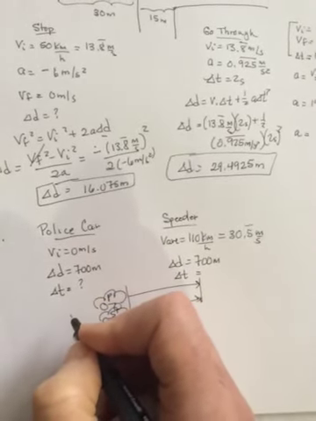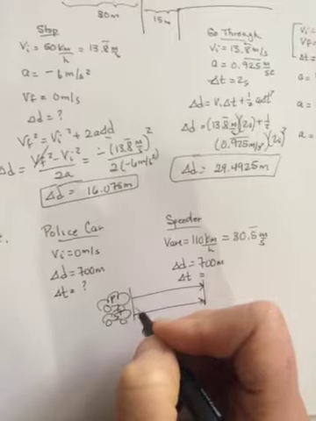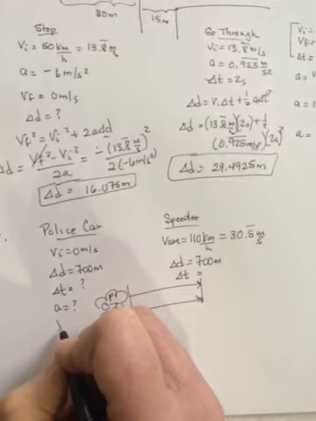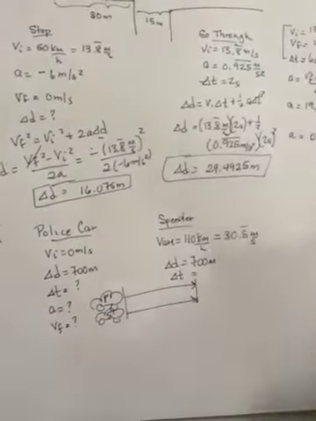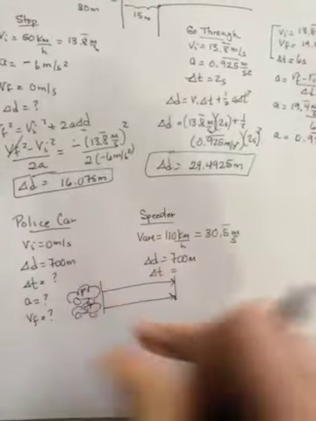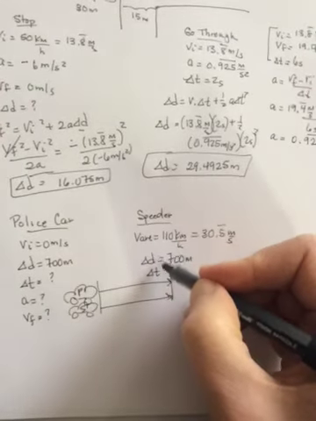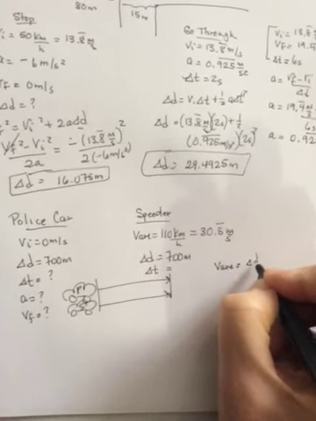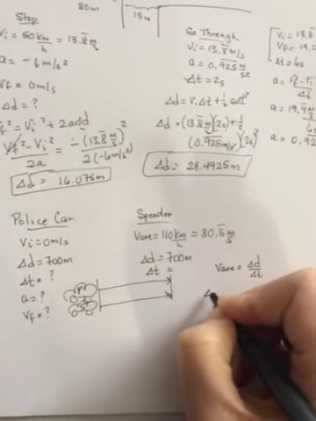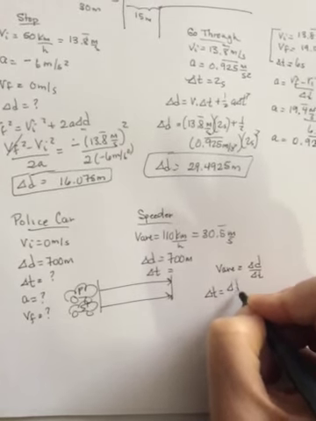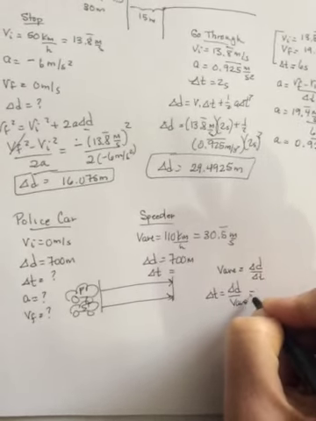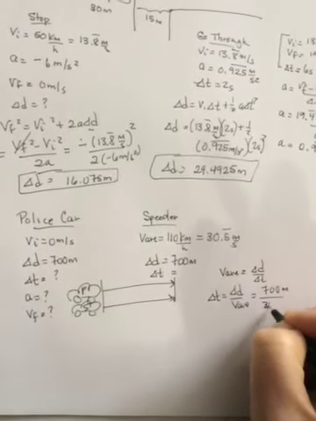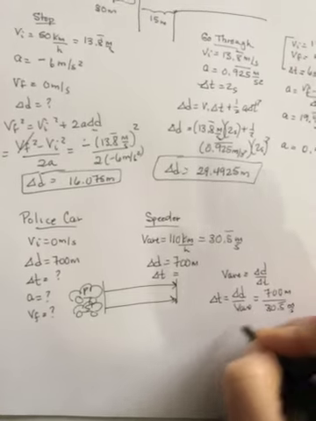And the question wants to know, how long does it take? What is the police car's acceleration? And what is the speed of the police car? Okay, so this one actually you don't have to set the two things equal because look, you have a VAV and a delta D, you can find your delta T. So for the speeder, VAV equals delta D over delta T. So delta T is equal to delta D over VAV. So 700 meters over 30.5 repeating meters per second.